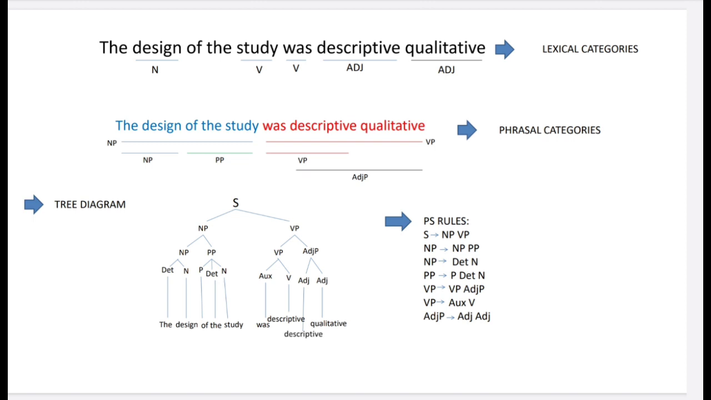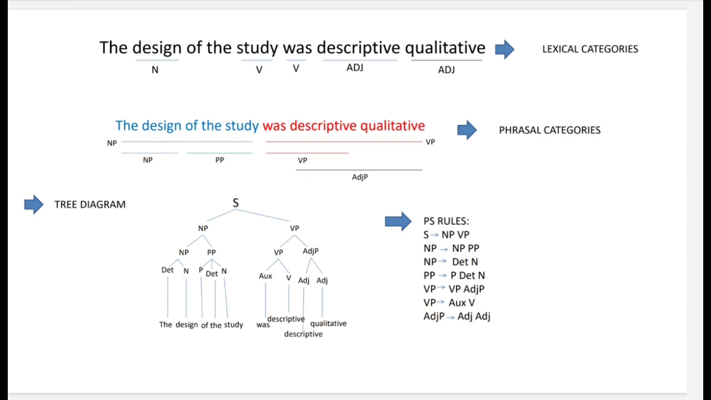So the sentence consists of noun phrase and verb phrase. The noun phrase consists of noun phrase again and prepositional phrase, and the noun phrase consists of determiner and noun, and then the prepositional phrase consists of preposition, determiner, and noun. Whereas the verb phrase consists of verb phrase and then adjective phrase. The verb phrase again consists of auxiliary and verb, and then the adjective phrase consists of adjective and adjective.